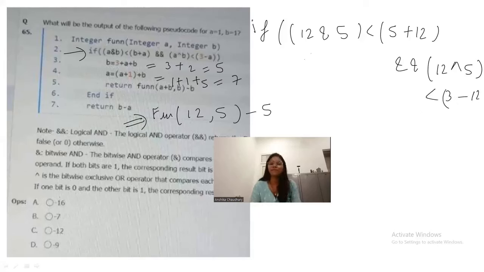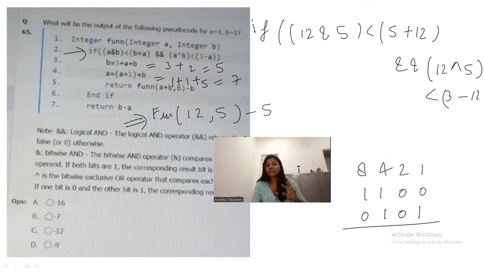So what will it become? It will become 12 and 5. So we need to convert them into binary. Then we will have to find out the answer. So 12 will become, just a minute, 8421. So 12 will become 1100 and 5 will become 0101. Okay. Let's find out the AND. So how does AND work? AND works like, if both the values are 1, then in that case only it will return us 1.